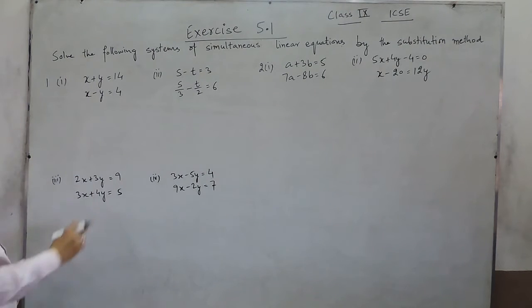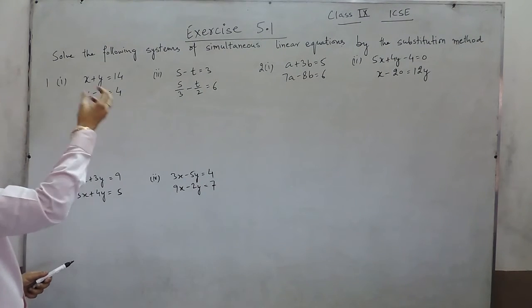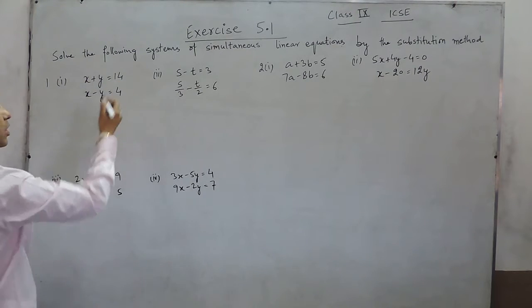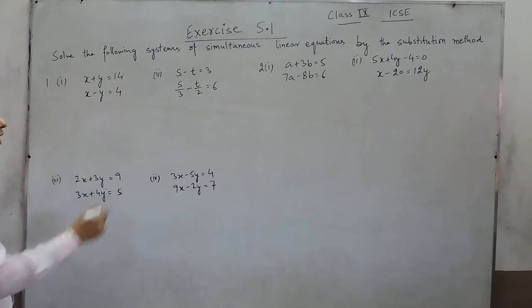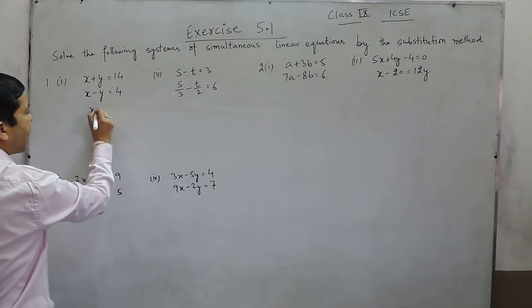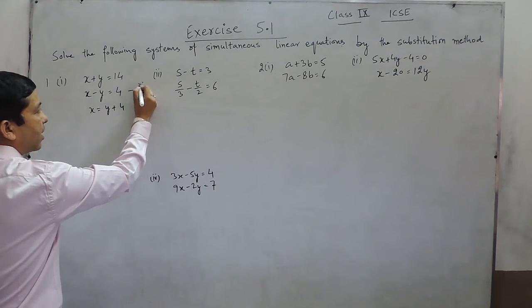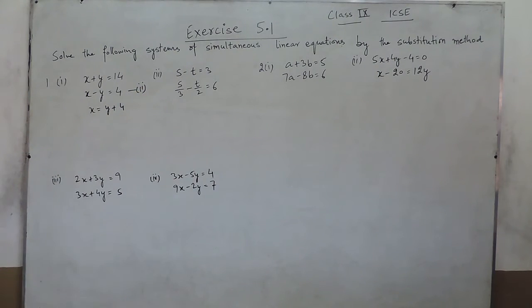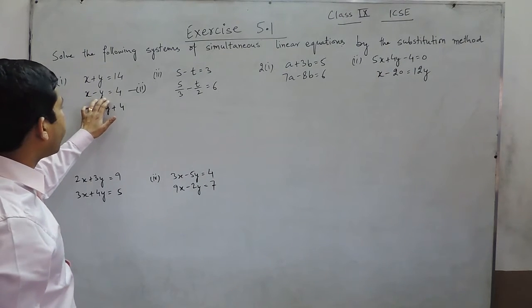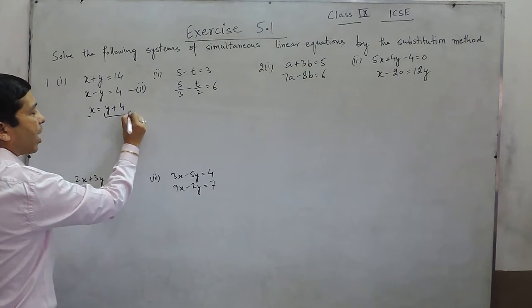If we talk about the first one, the substitution method, that means we have to put the value of x or y, one variable, into the other variable. As we know, in the first equation it is given x plus y is equal to 14, and in the second equation x minus y is equal to 4. If I visualize the second equation properly, I can write x is equal to y plus 4, because if we take this negative y to the right hand side, it becomes positive. It means the value of x is y plus 4.